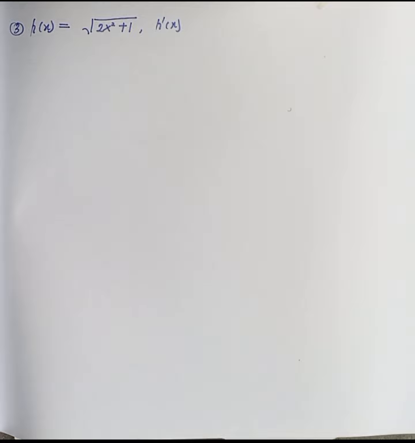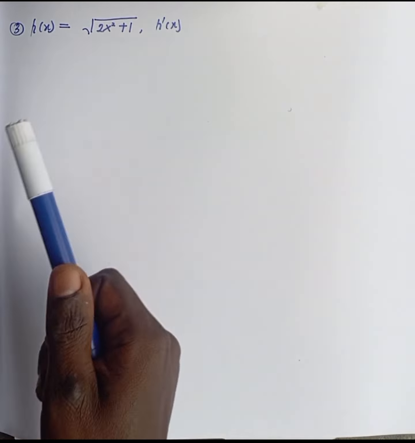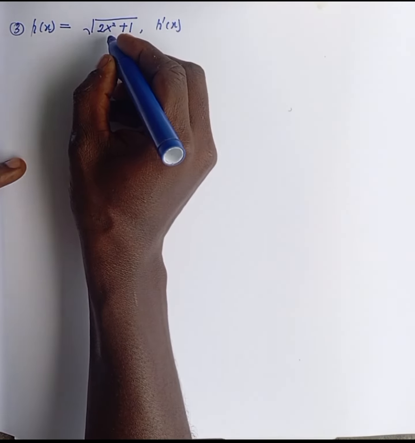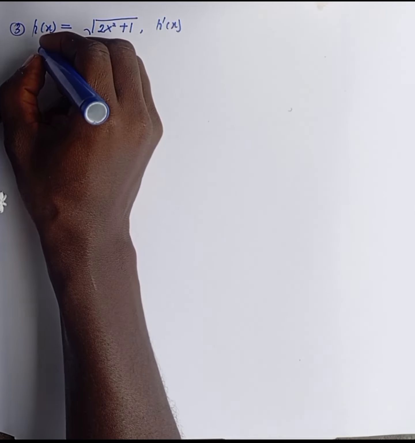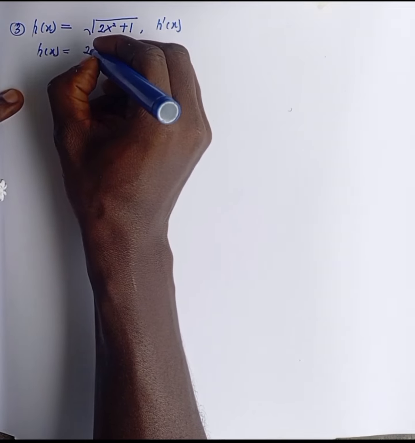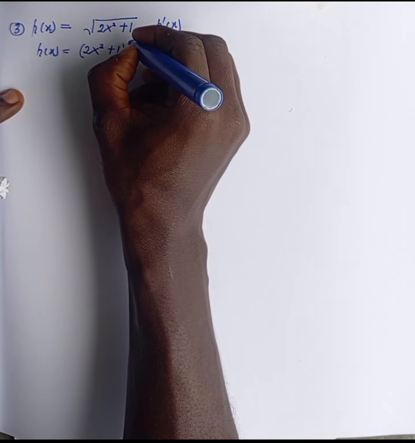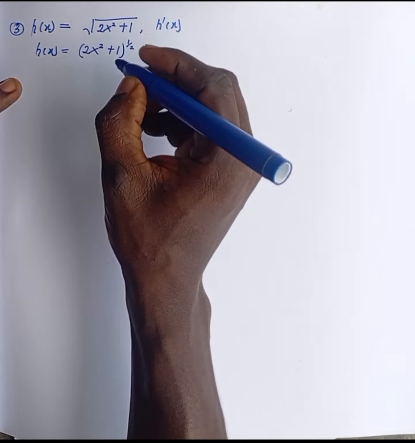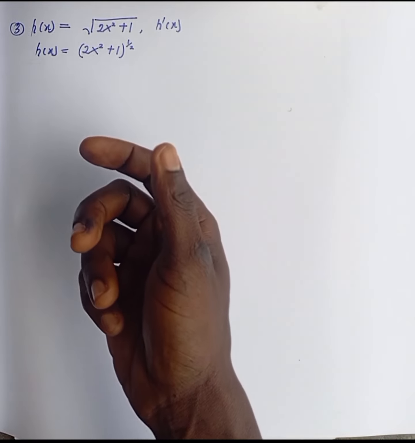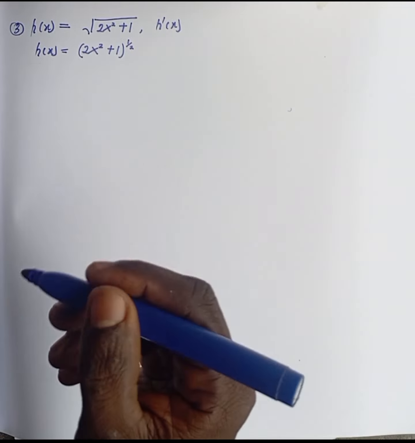So we have the function h of x, and then we have to find the derivative of this very function. So we know that this function here can be written in an index form. So we can rewrite h of x in the form of (2x squared plus 1) all raised to the power half. You know that the root sign is the same as what? Half. Now that we have written it in this very form, let's identify our inside function and then our outside function.